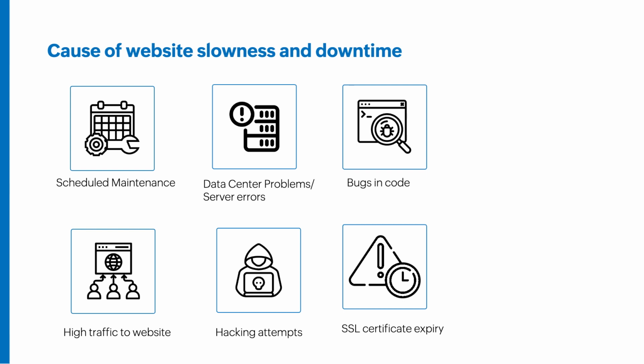First one, we have scheduled maintenance. A scheduled maintenance is a temporary period in which a site or an app is made offline for updates, backups, or maintenance. Data center problems or internal server errors. If there's a data center problem or a server error, the request from the user may not even reach the server. Bugs in code. These bugs may cause errors and prevent the site from loading and might cause slowed loading.